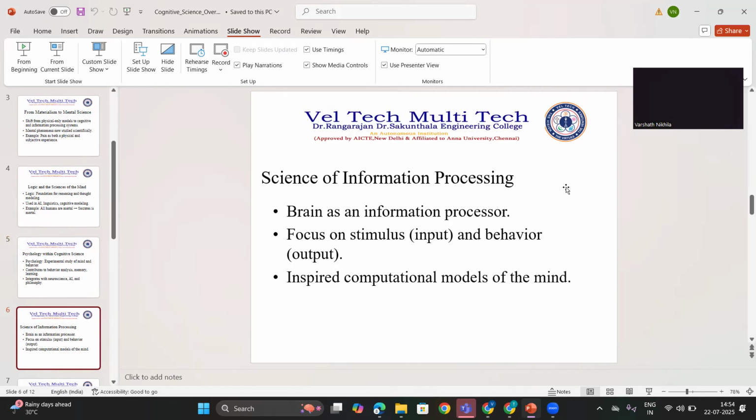Next, we will see the science of information processing. Here, the brain is seen as an information processor. It focuses on stimuli, that is input, and behavior, which is output. This inspired computational models of the mind.